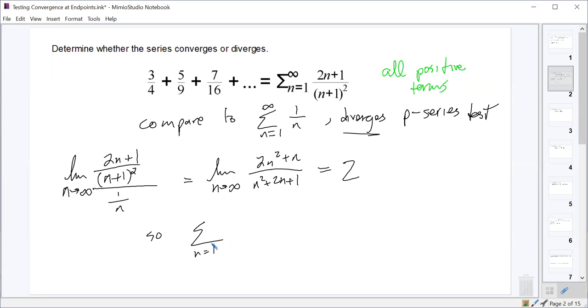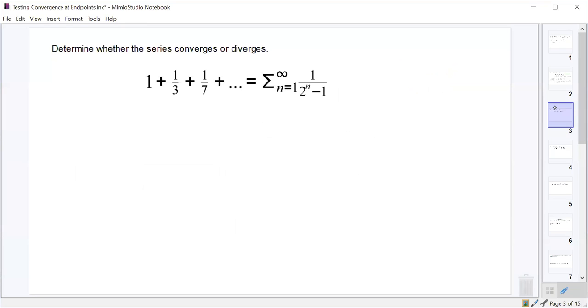diverges. And we'll say it diverges by the limit comparison test. Easy enough. Pretty straightforward test when it works out nicely. Good or not good? Hopefully good. All right.